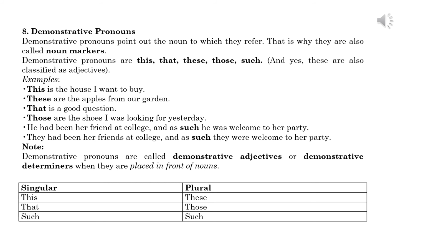Note, demonstrative pronouns are called demonstrative adjectives or demonstrative determiners when they are placed in front of nouns. Singular demonstrative pronouns are this, that, such. Plural demonstrative pronouns are these, those, such.